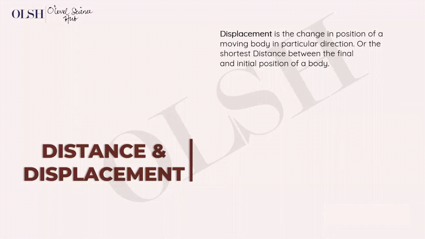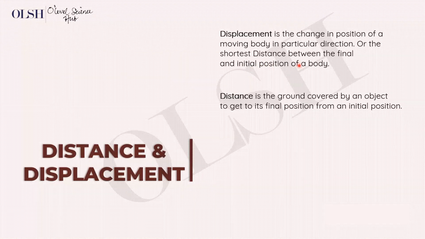Distance and displacement. Displacement is the change in position of a moving body in a particular direction, or the shortest distance between the final and initial position of a body, while distance is the ground covered by an object to get to its final position from an initial position. So let's say we have a bus that moves from point A to point B and then to point C. What is the distance covered and what is its displacement?